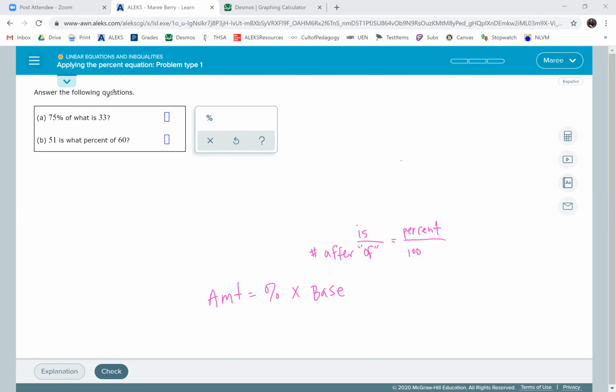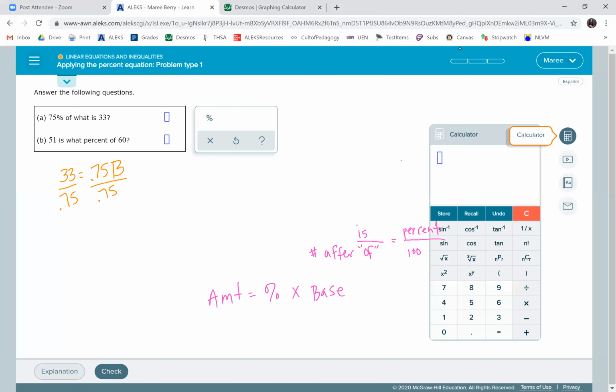75% of what is 33? So I know 33 is the amount, and 75 is a percent. So I'm going to do 0.75, and the base, we don't know what it is. So if I just do 33 divided by 0.75, I'll get the total amount. So let's just use our calculator they gave us. 33 divided by 0.75, and it's 44. So then we're just going to plug in 44 here.